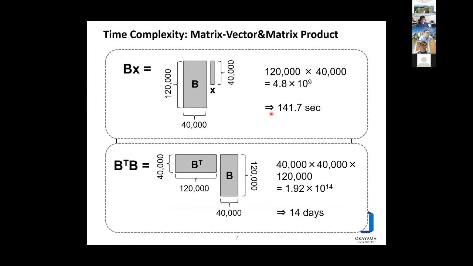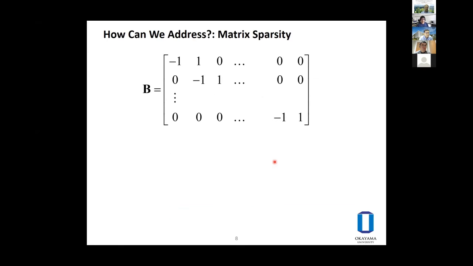Matrix product operations take even more time. For example, if you want to calculate this operation, it takes about 14 days. So this is also impractical. We have to deal with these issues, time complexity and space complexity.